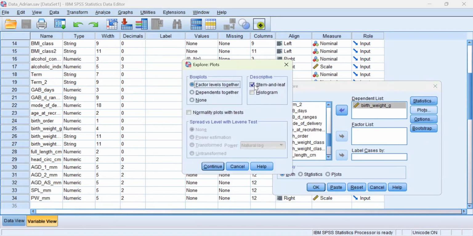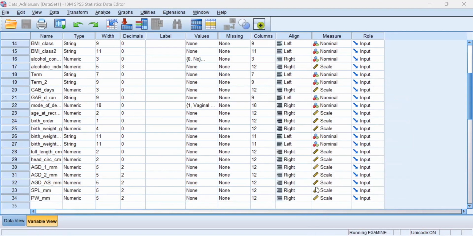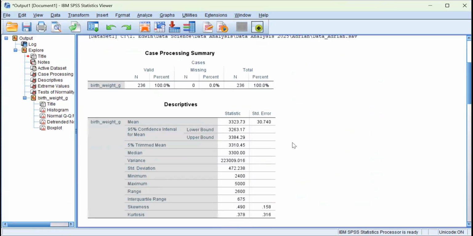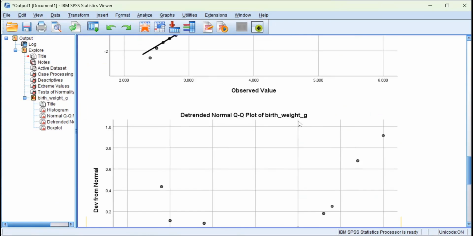Then for the plots, we will not want to see this one. We want to see histogram because we want to use histogram to check normality. Then you take this other one, normality plots with test. And then you take continue and you take OK. So when you do that, you have results. If I share the result screen, the first thing you look at is, you can scroll right down to your box plot to check your outliers.